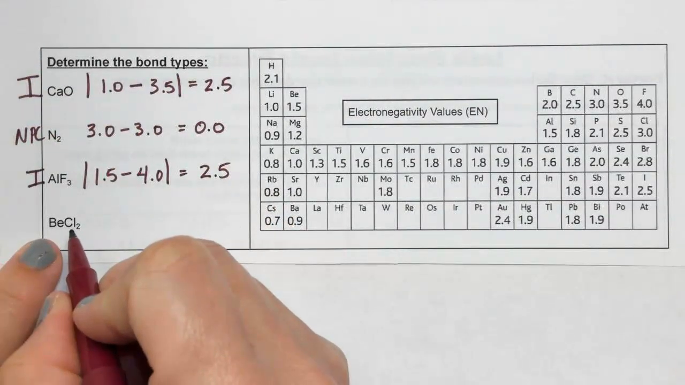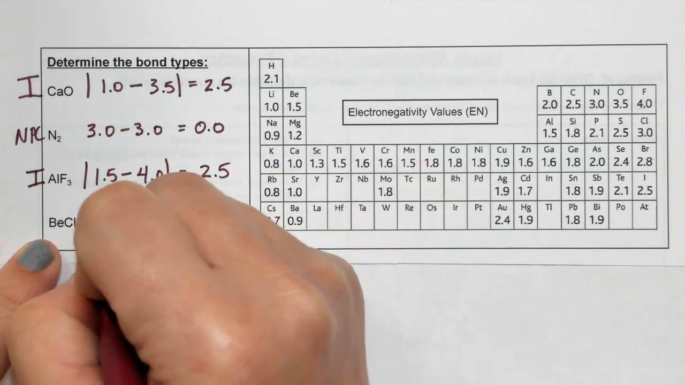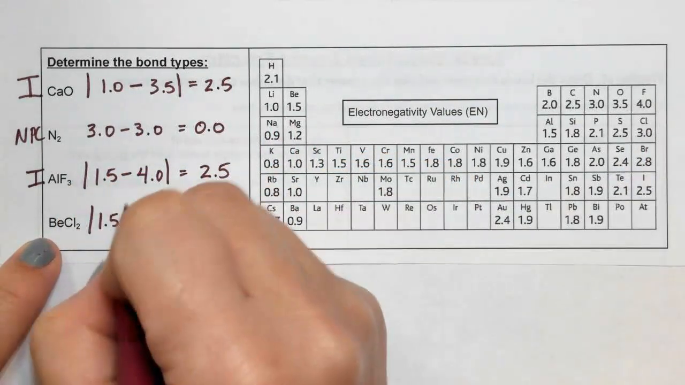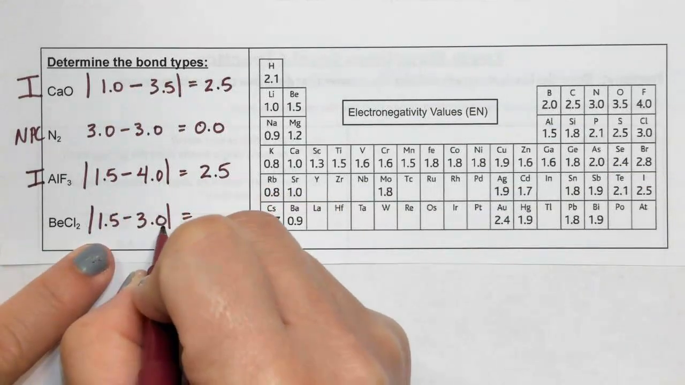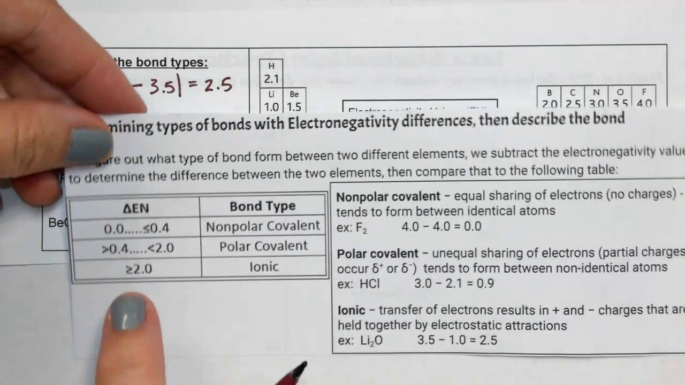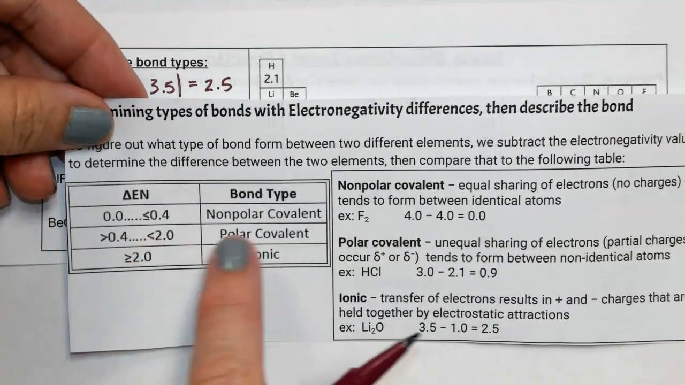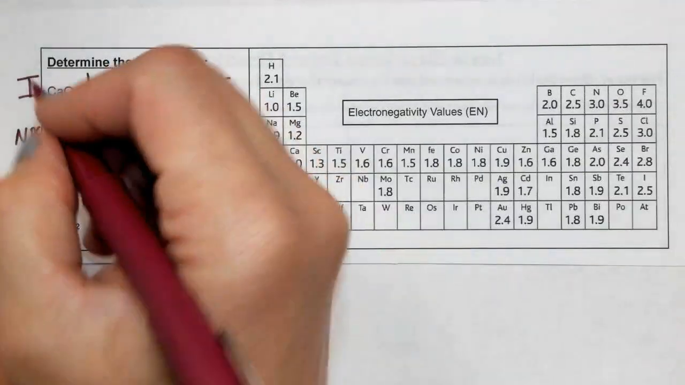Lastly, Be and Cl. I'm going to take Be, which is 1.5, minus Cl, which is 3.0. And when I do 3 minus 1.5, I get 1.5. And when I look here, 1.5 falls between 0.4 and 2.0, which makes this polar covalent.